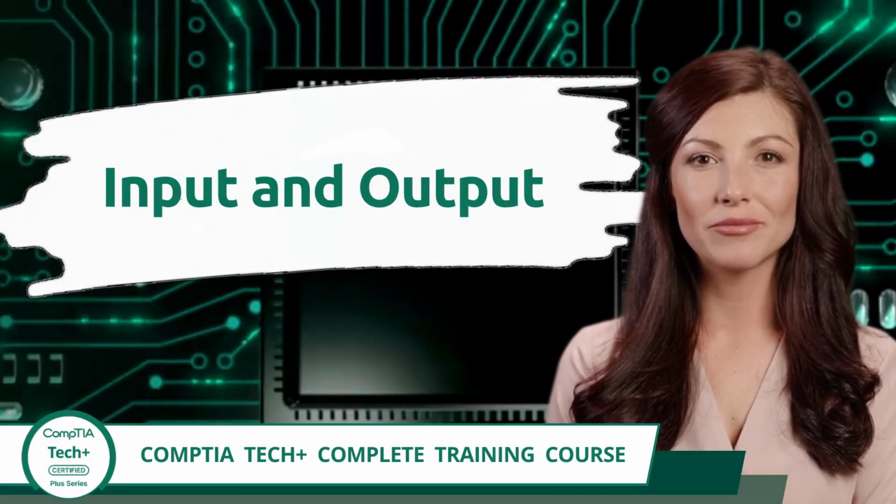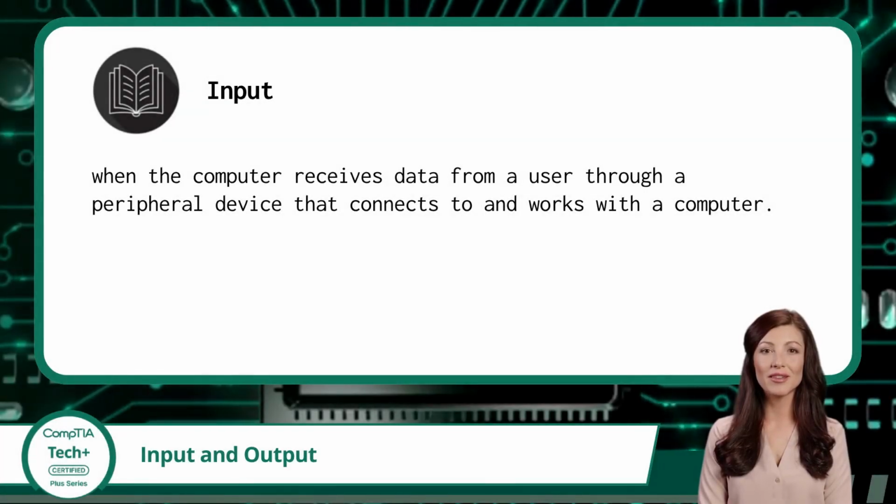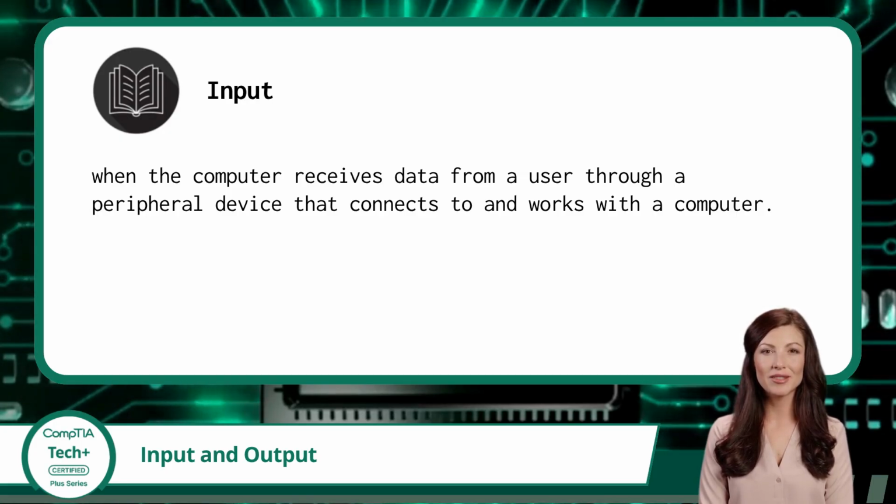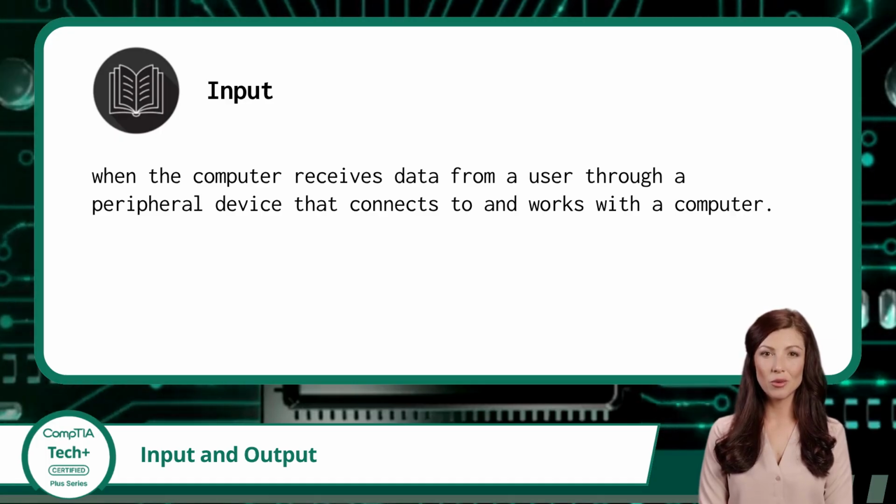Input and output. Now that you understand the overall functions of a computer, let's focus on two of its most visible roles, input and output. These two functions are how users interact with computers in everyday life. Let's start with input. Input occurs when the computer receives data from a user through a peripheral device that connects to and works with a computer.